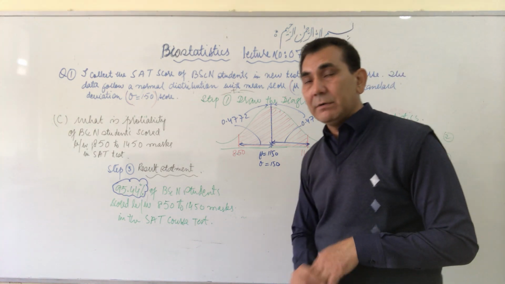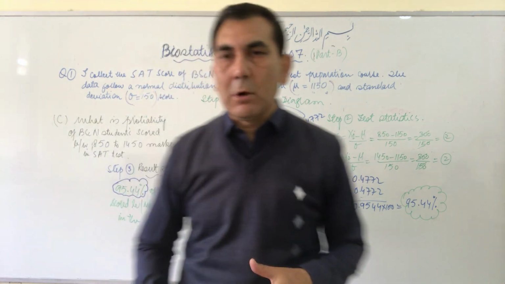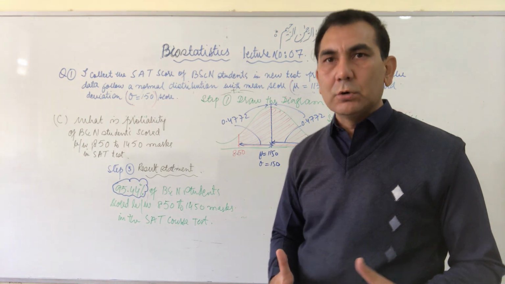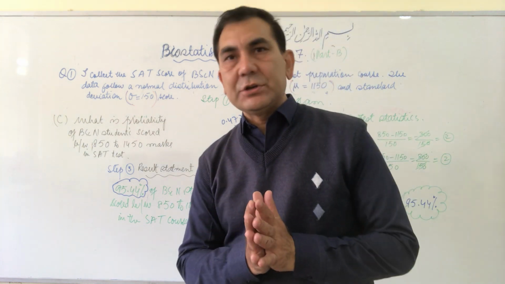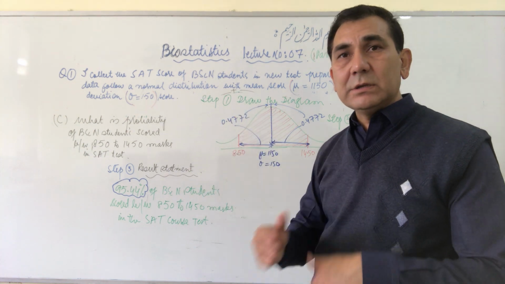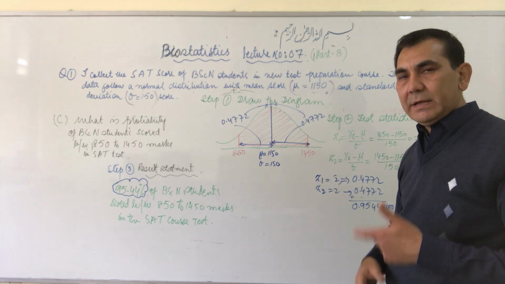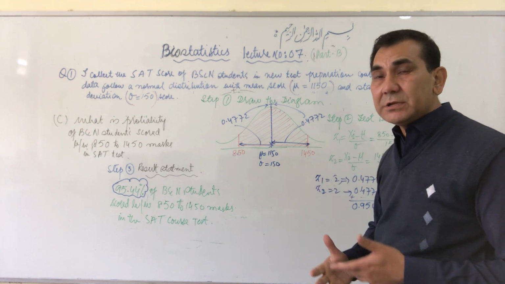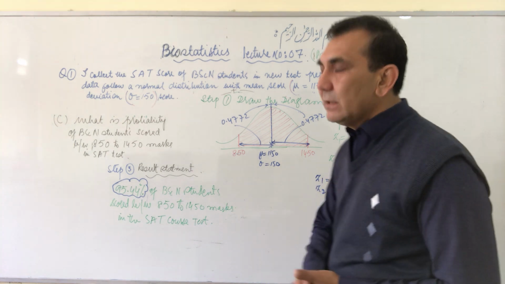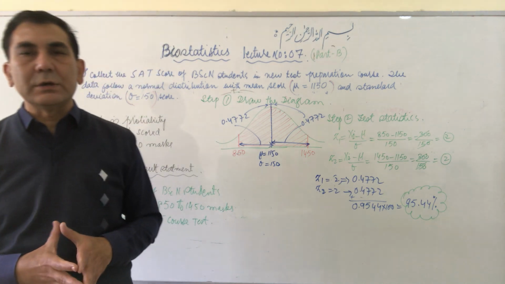lecture number 7. I hope in today's lecture session your concept is clear about how to calculate the probability area under the normal curve by using the mean and standard deviation, and by using the 3 steps. The first step is to draw the diagram, and the second step is the test statistics by using the formula. And the third one, we will write down the result statement or interpretation of the result.